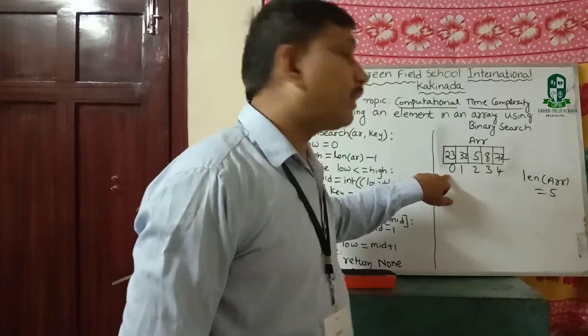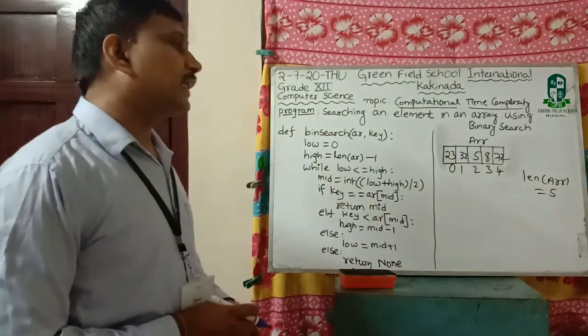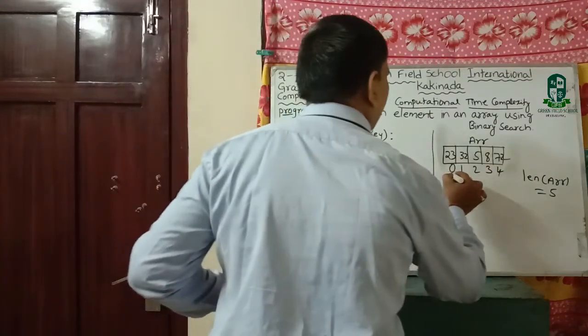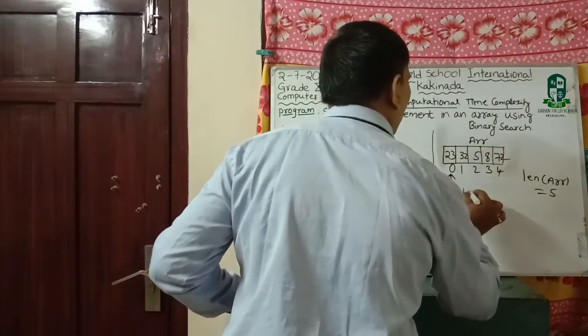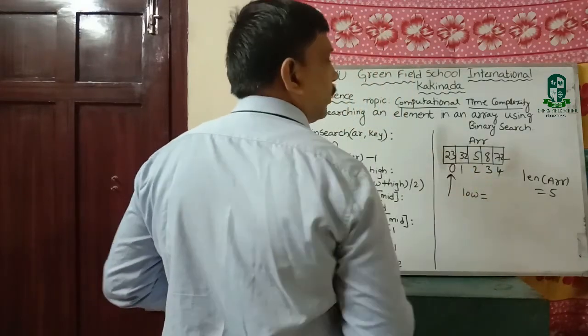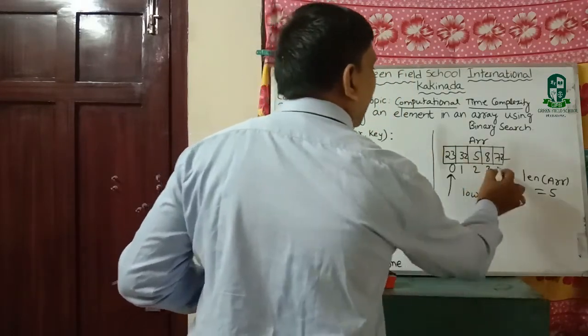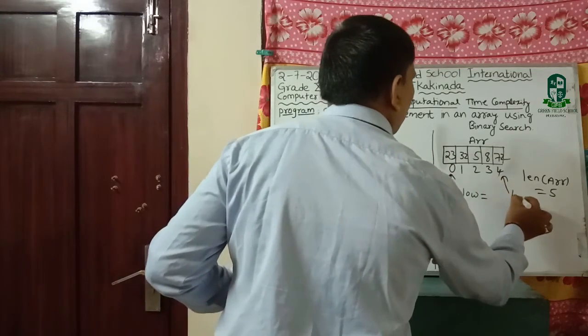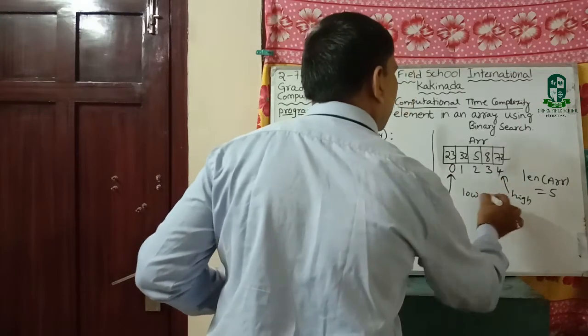That is 5 elements, the length of the array. Then we set low. Low is equal to the position. Here, low position is 0 and high position is 4. So low is equal to 0.